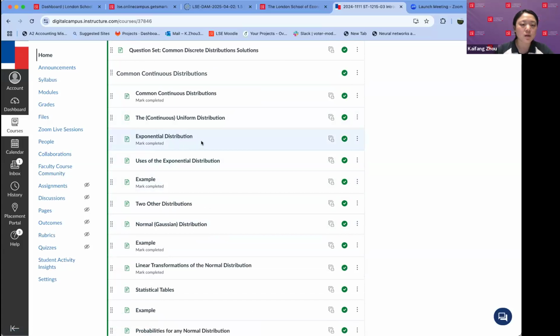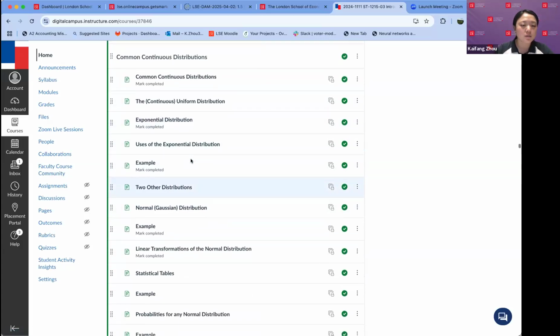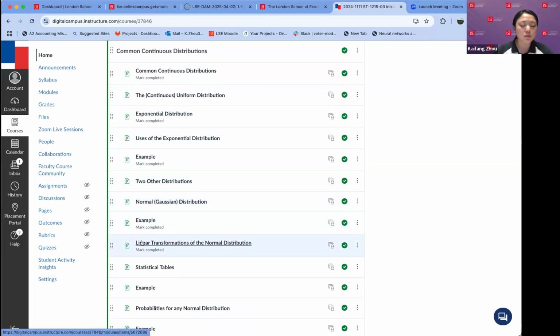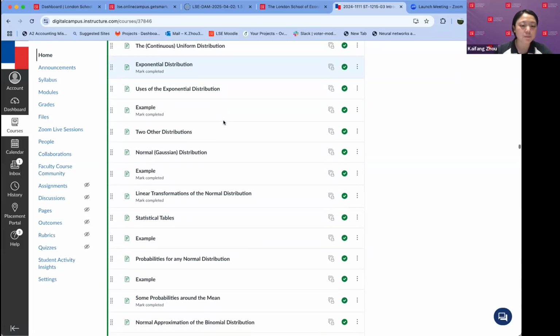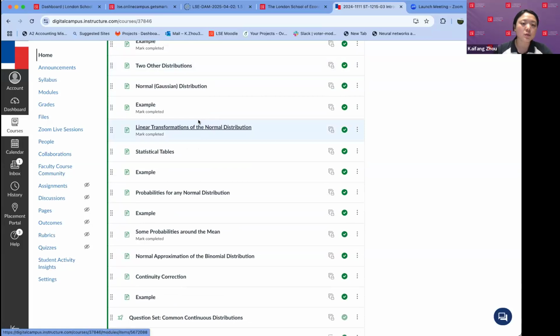And then for the continuous distributions, we have the continuous uniform distribution, the exponential distribution, and the normal distribution. For the normal distribution, you don't need to remember its distribution function, but for the exponential and uniform distributions, you need to remember their form. You need to remember the mean and the variance for the common probability distributions.